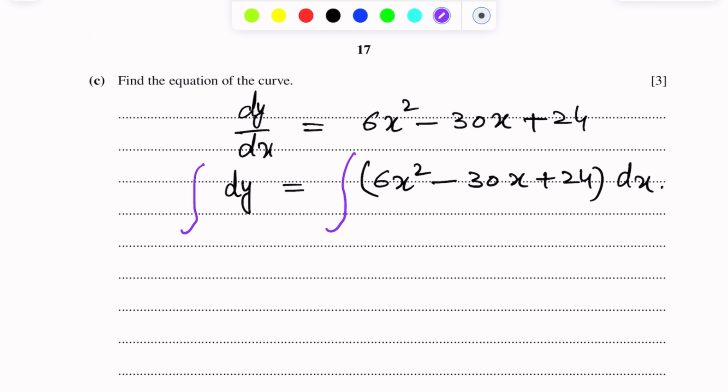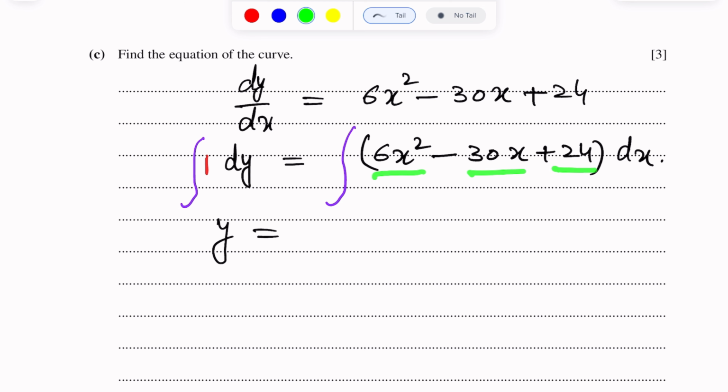We are taking here 1 as a function. We will write here 1. Integration of 1 with respect to y will be y. So we are writing here y. On the right hand side we will integrate each term separately. We get here 6x³ over 3 minus 30x² over 2 plus 24x plus c. This c is the constant of integration.